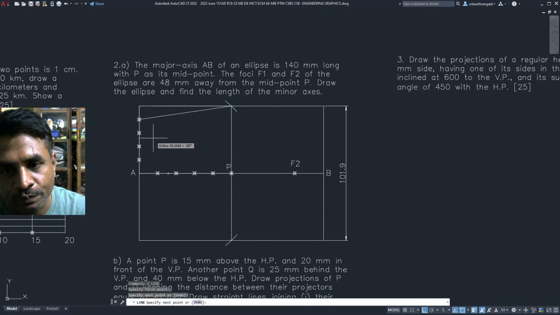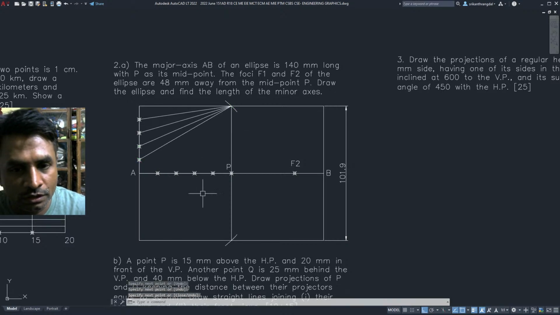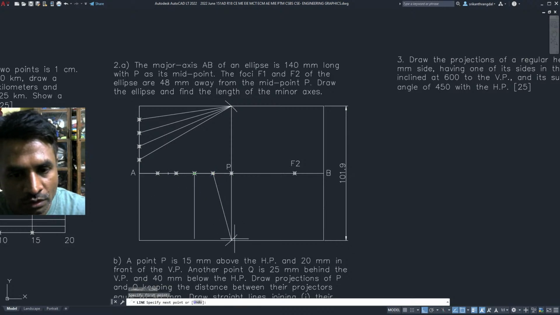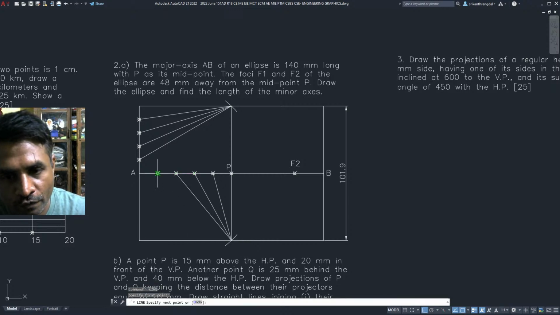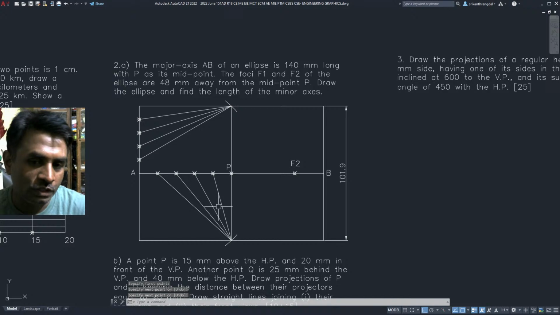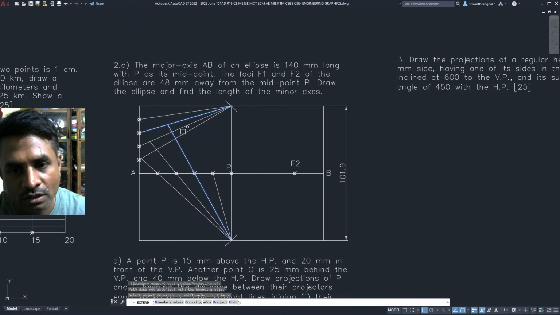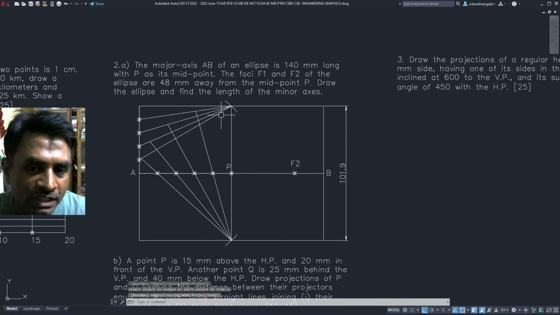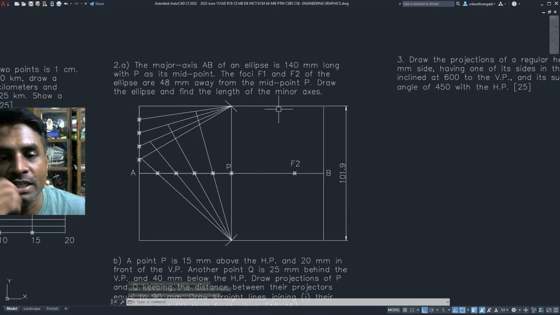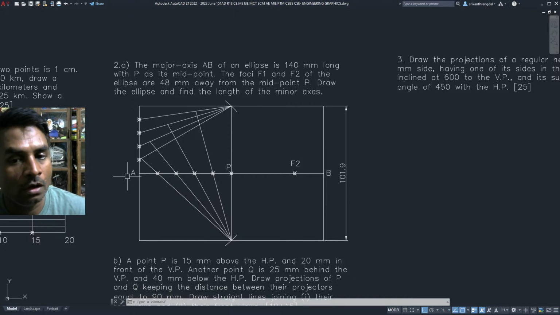So all these points need to be joined here at the top, and the points located here need to be joined with the bottom point over here. Once all these points are joined, we need to find the intersection between this and this, then this and this, and then finally these 2 points. These intersection points are going to give us points which will be located on the ellipse.